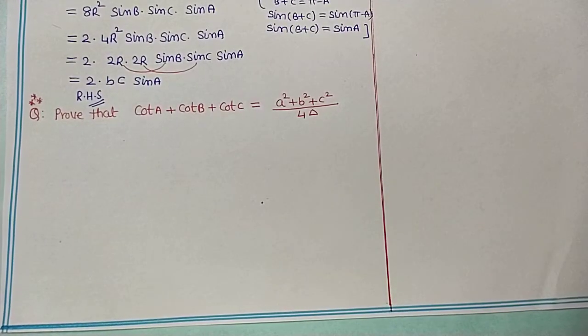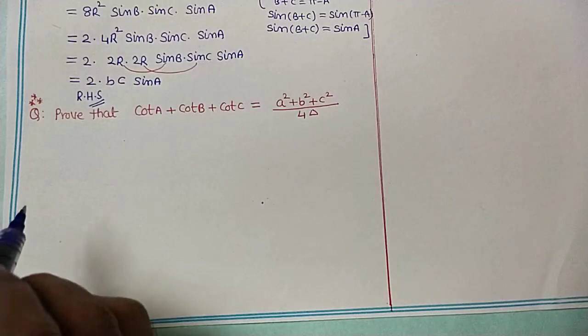The next question, dear students. Prove that cot A plus cot B plus cot C equal to a square plus b square plus c square by 4 delta, which is very, very important in public examination. In intermediate, number of times they asked. So, concentrate, you can listen.